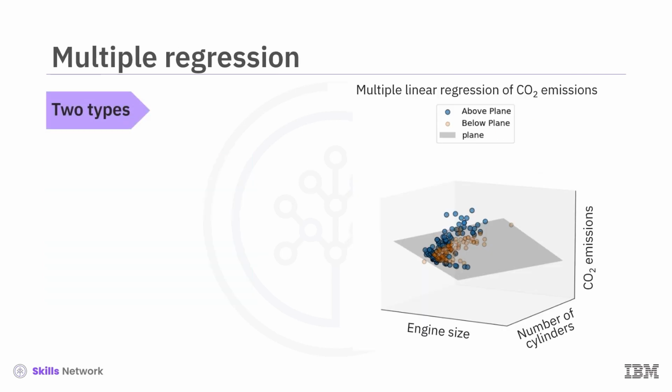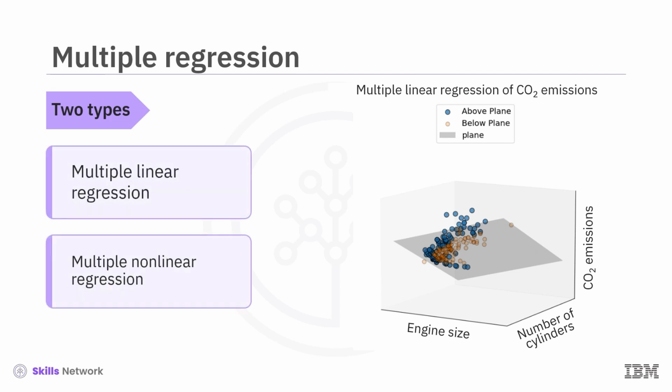When more than one independent variable is present, the process is called multiple regression. The distinctions between linear and nonlinear relationships apply to simple and multiple regression. For example, predicting CO2 emission using engine size and the number of cylinders in any given car. Again, depending on the relation between dependent and independent variables, it can be either linear or nonlinear regression.